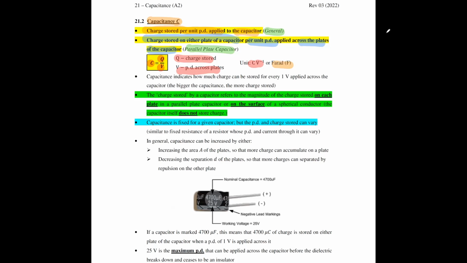Okay, now capacitance is a measure of how much charge can be stored for every 1 volt that you apply across your capacitor. The bigger your capacitance, the more charge it can store. Or in other words, the more energy it can store.